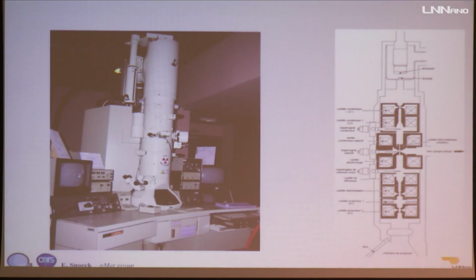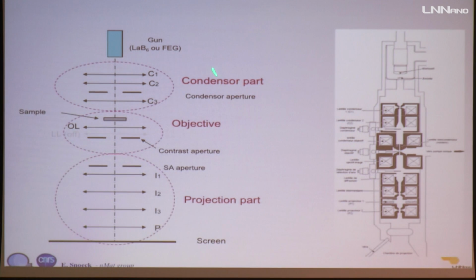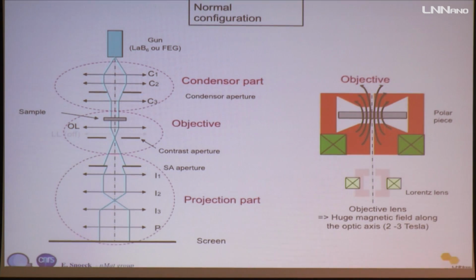Okay, first problem: objective switch off. So this is a TEM, this is the cut of the column. You have the condenser part, the objective part, the projection part, and you have your sample, which is located in the objective. And in the objective, as I said, you have a huge magnetic field, okay? And if you have your sample there, it will saturate.